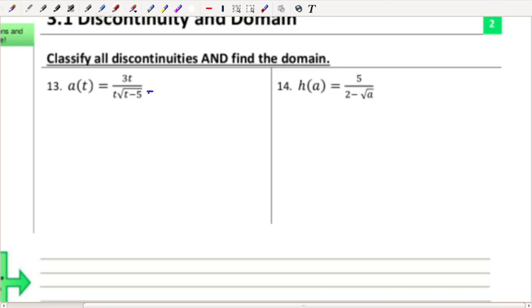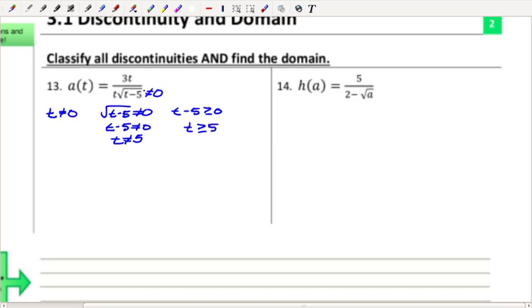Remember that the denominator is not allowed to equal 0. So that gives me t is not allowed to equal 0, and root t minus 5 not allowed to equal 0. Each of the factors in my denominator is not allowed to equal 0. Solve this one: t minus 5 not equal to 0, so t not equal to 5. And for the root, take the thing under the root, that's the t minus 5, and make it greater than or equal to 0. Move it over so t is greater than or equal to 5.